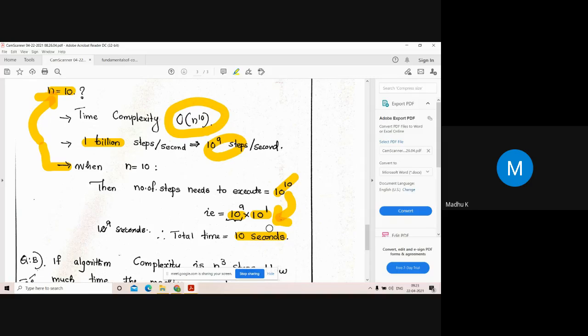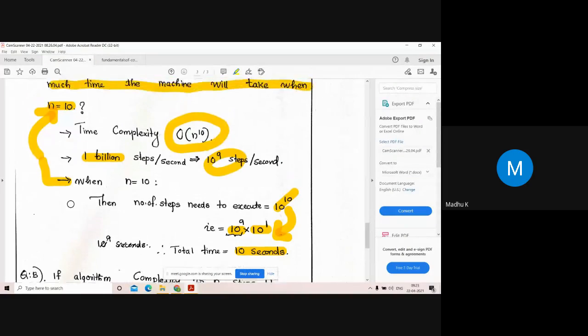Try to understand the logic, and then you can find out for your own algorithm. Your algorithm will take 10 seconds on your machine. So just try to understand the logic.